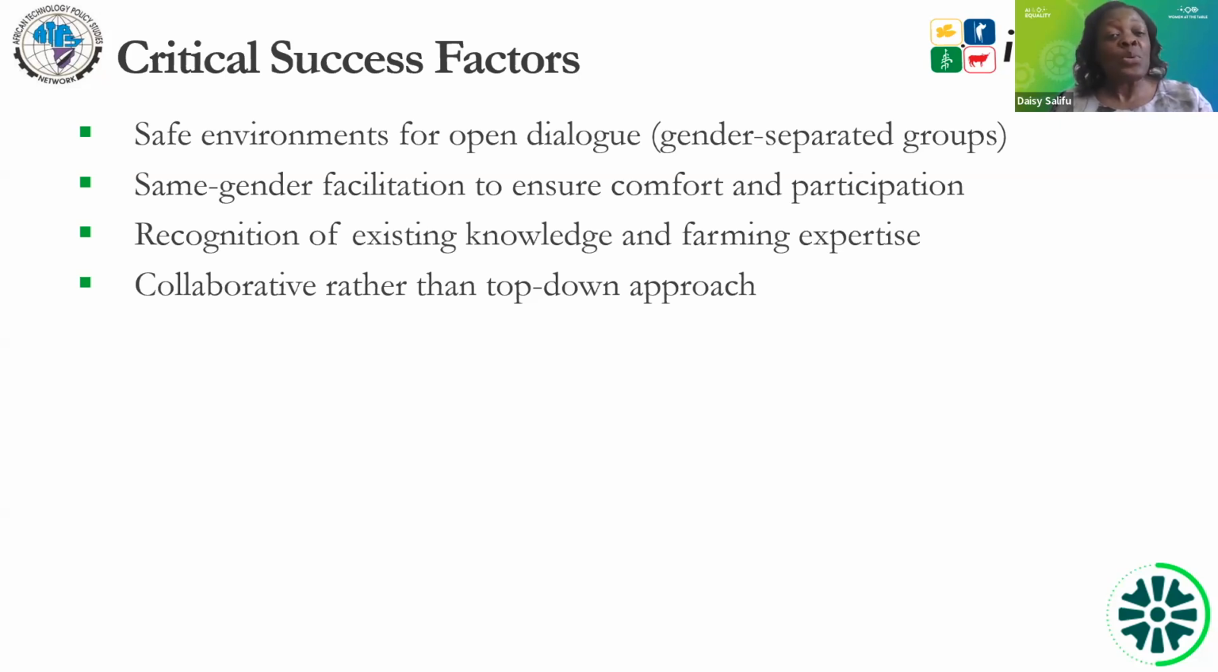So a man is leading the men, and 2 women leading the women. And also recognition of existing knowledge and farming expertise. We had to hear them say what has been their experience in the farming of cassava. And they were able to express themselves, and that was just great about this community dialogue. And we are looking at this as something that indeed is collaborative, not top down, but down up.